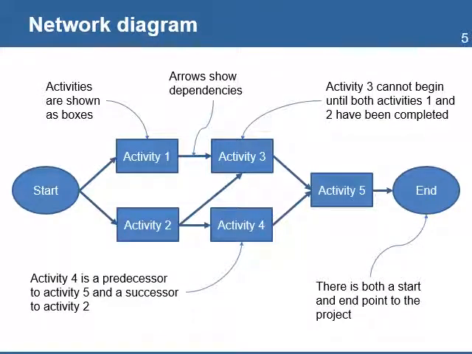The network diagram is a graphical representation of the sequence of project activities and the dependencies amongst them. It shows how all activities are connected and the type of relationships, such as predecessors and successors. For example, activity 3 cannot begin until both activities 1 and 2 have been completed.